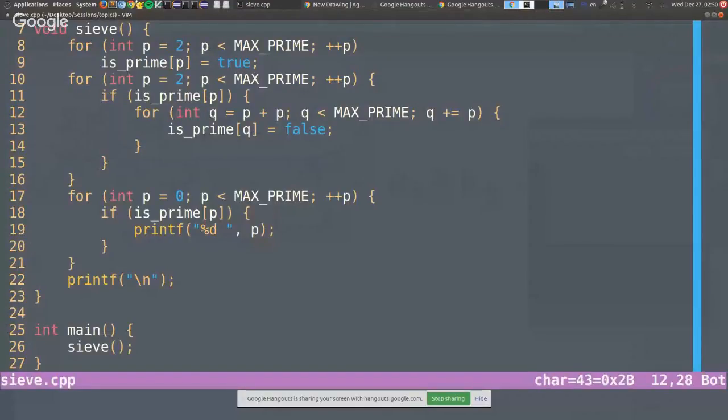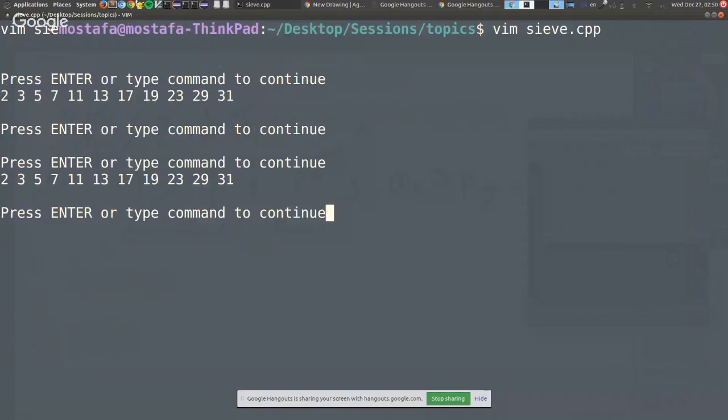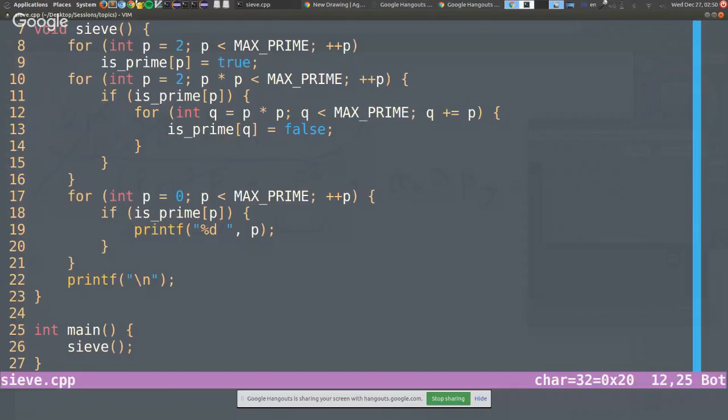So this here we can make by changing this part here and make it like that. So it still gets the same result. So basically this is the sieve in general. So I'd like to go through the time complexity of it.